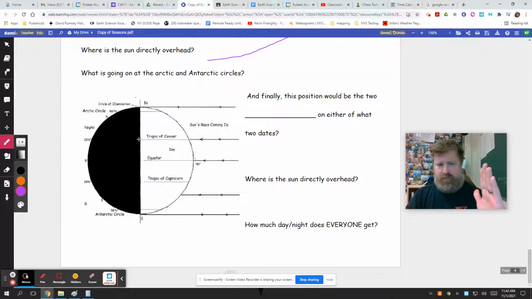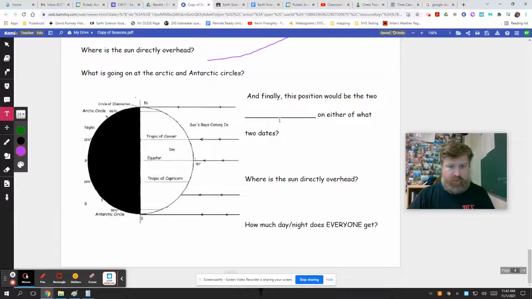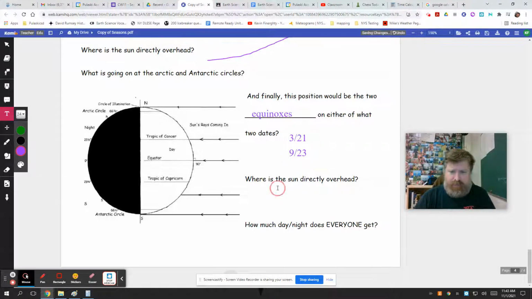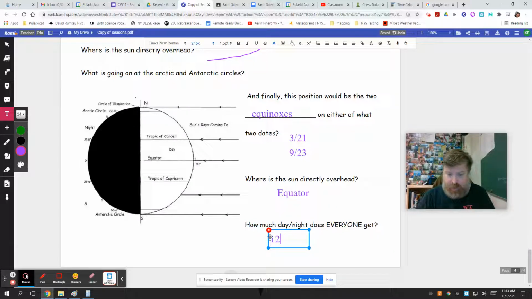And I know I mentioned this in another video, but the axis here would be like tilted either into the paper or out of the paper. Half and half lit. This would be either of the two equinoxes, which are 3/21 or 9/23rd. Or if you said 21st, I'm fine with that. Equinox, where's the sun directly overhead? Equator. How much day and night does everybody get? No matter where you live.